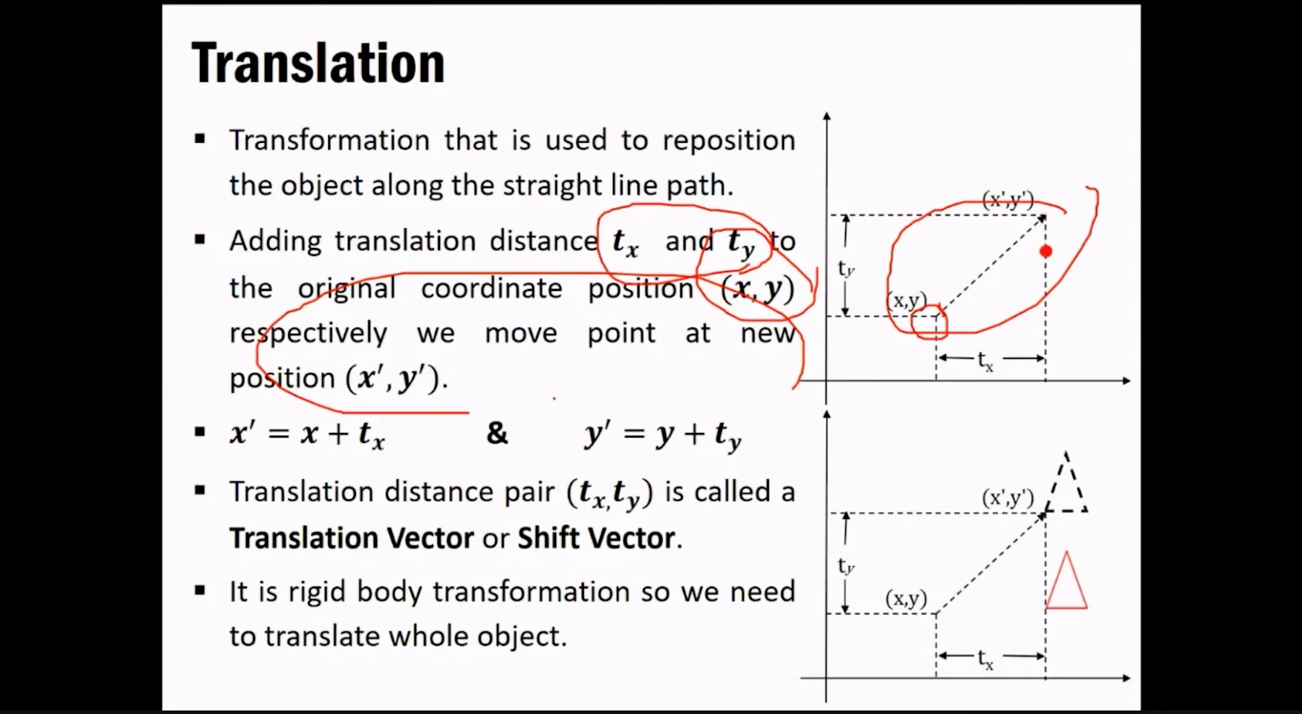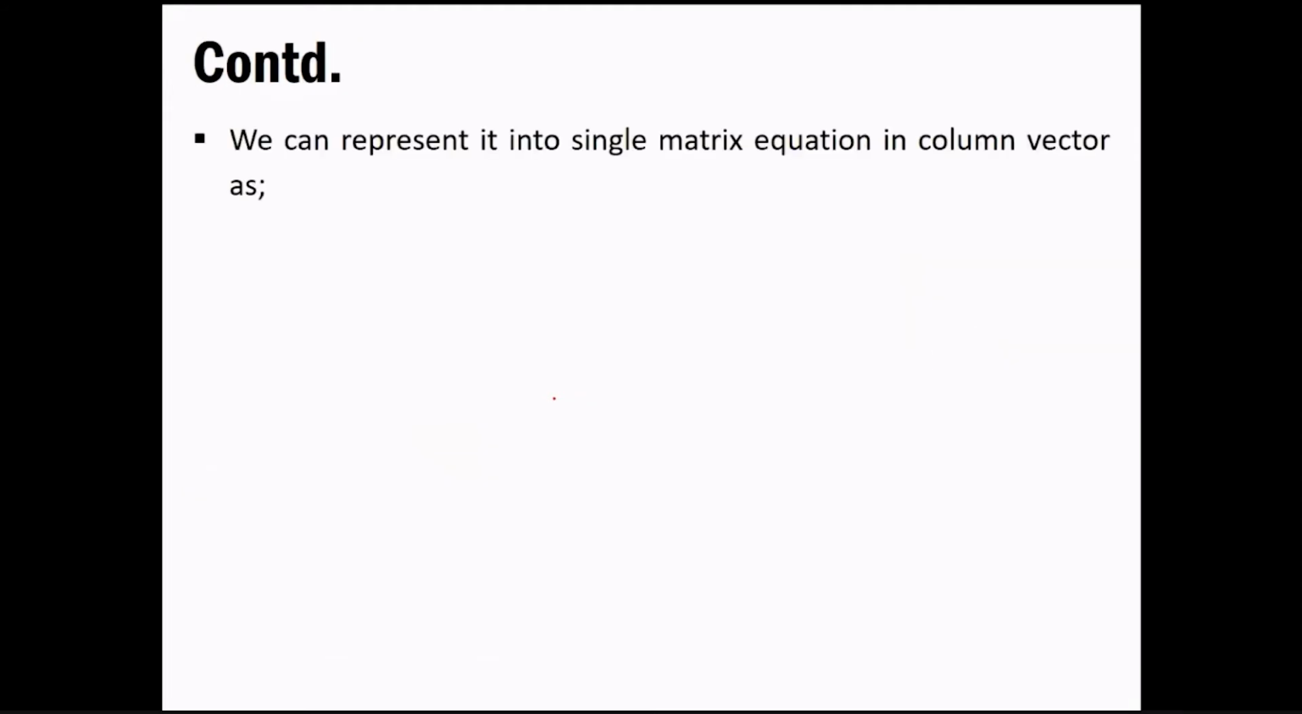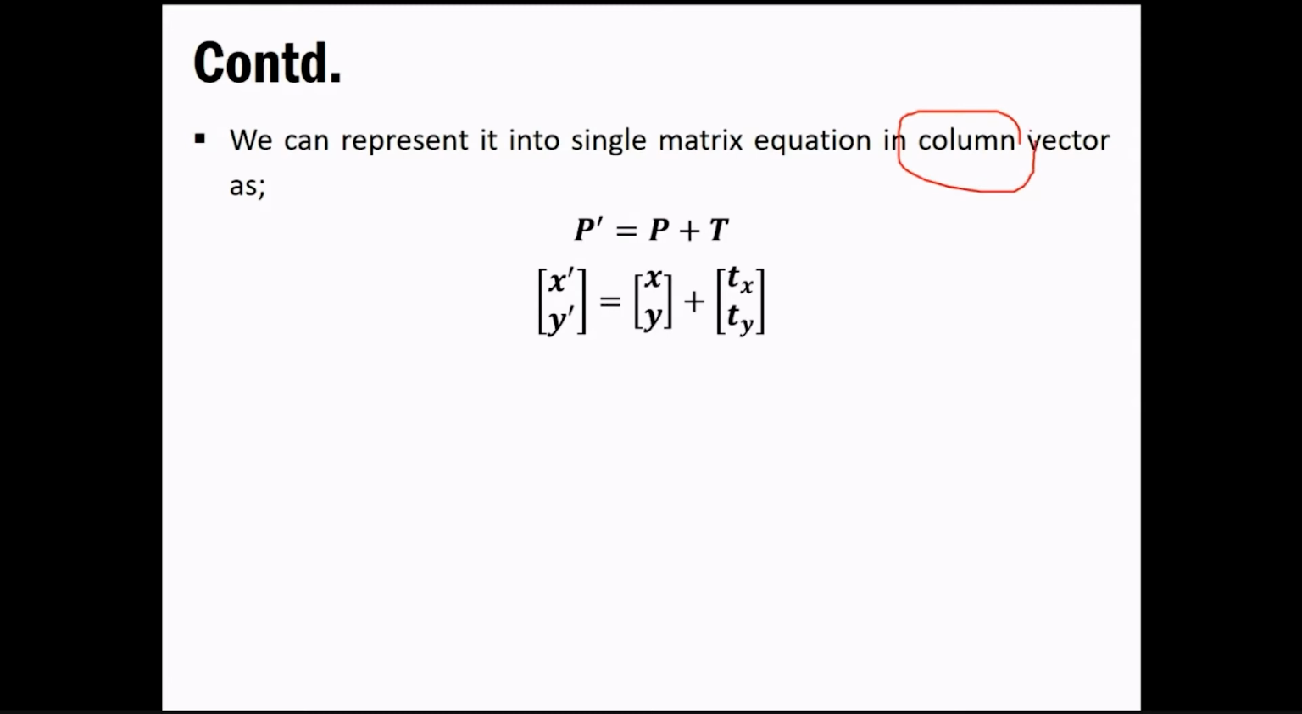Okay, so now what it says is we can represent it in a single matrix equation in column vector form. The points that we have need to be represented in matrix form. For our understanding, whatever you see on the internet or in the book, it can be in row vector form, but over here we are considering column vector form.